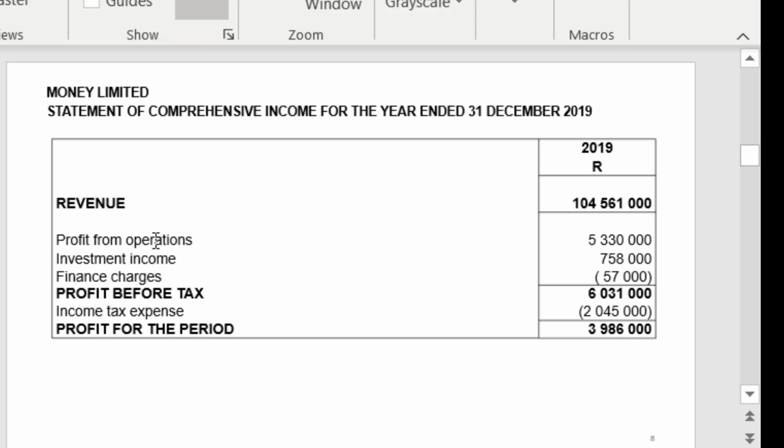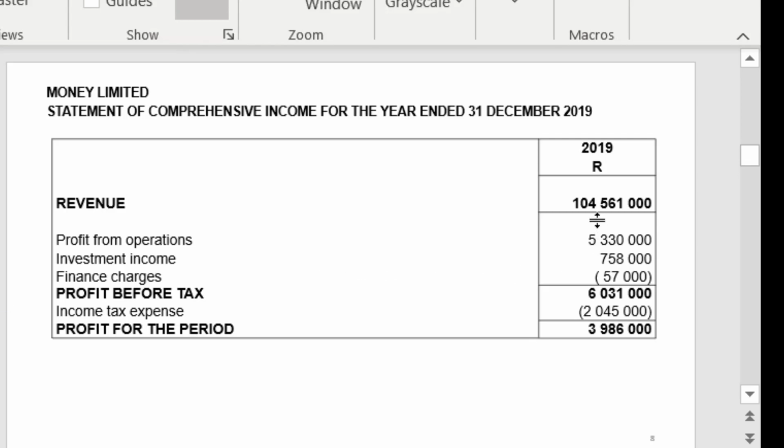So we're given revenue, we're given profit from operation. And then the difference between these two amounts will be our cost of sales and other expenses. So we needed to calculate it as it was not provided.